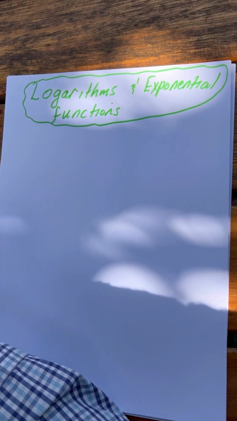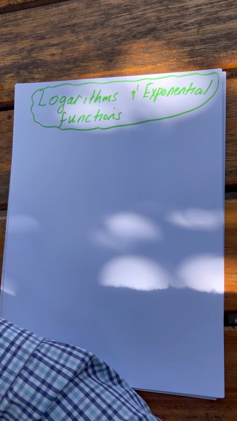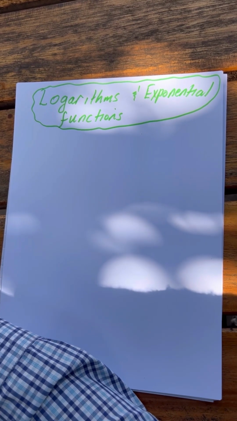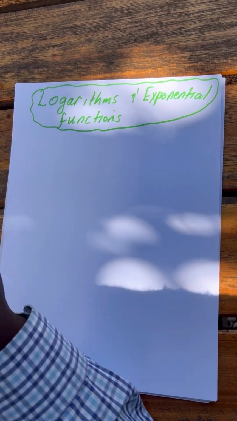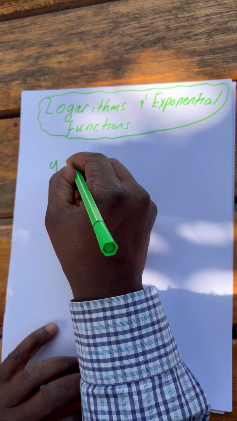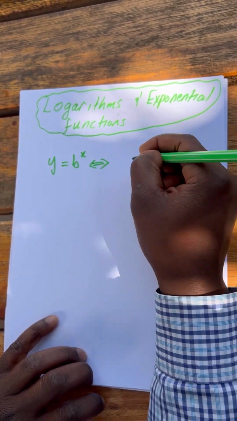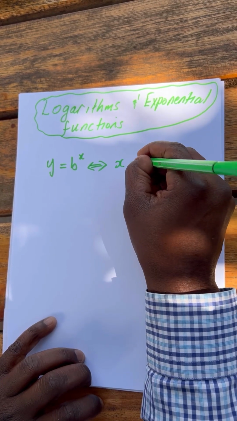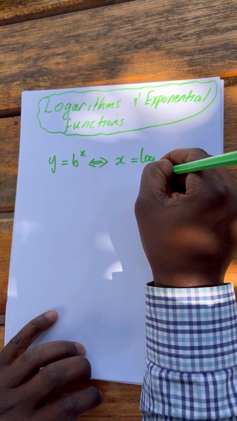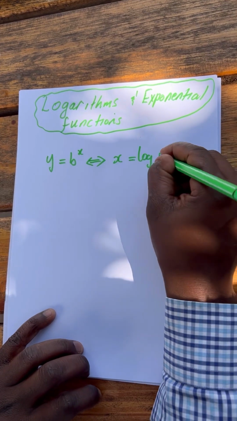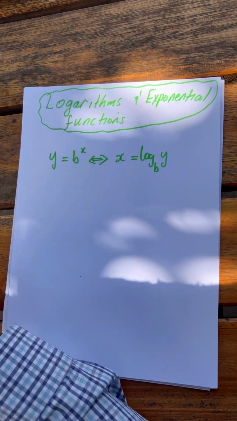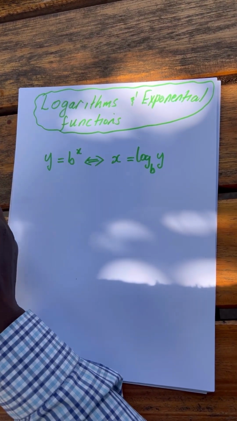Hello everyone, today I'm going to explain A2 logarithms and exponential functions. So firstly, let's formally define the logarithm. If you have y equal to b to the power x, this is the same as writing x equal to log base b of y. So this is our formal definition of a logarithm.